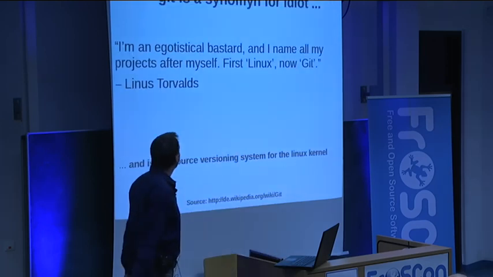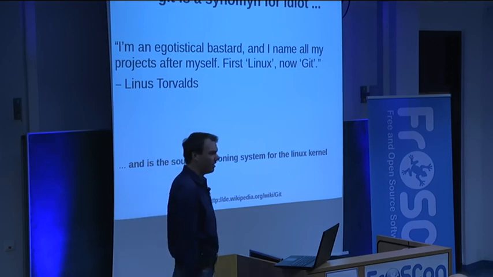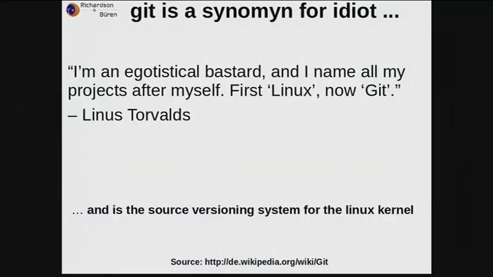In British English, Git is a synonym for idiot. It's a good joking start. And because of that, it was written by Linus Torvalds. And he said he is an egoistical bastard, and he names all his projects after himself. And that's why he named the project Git. And actually, if you don't know it, it's the source versioning system for the Linux kernel.